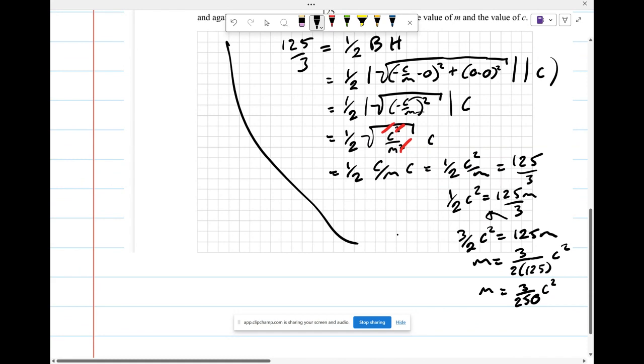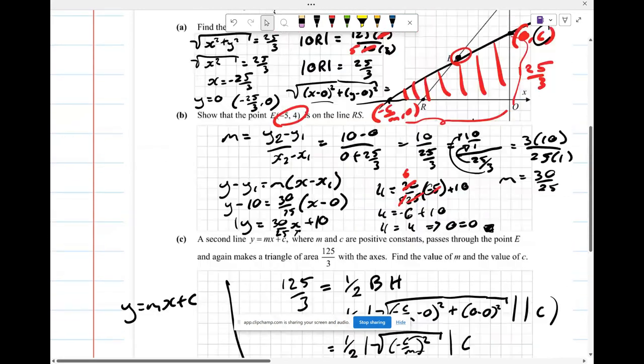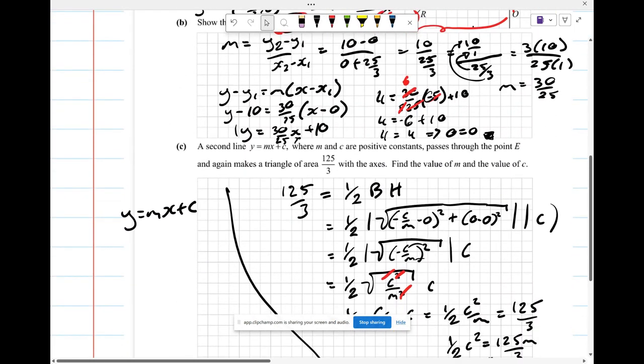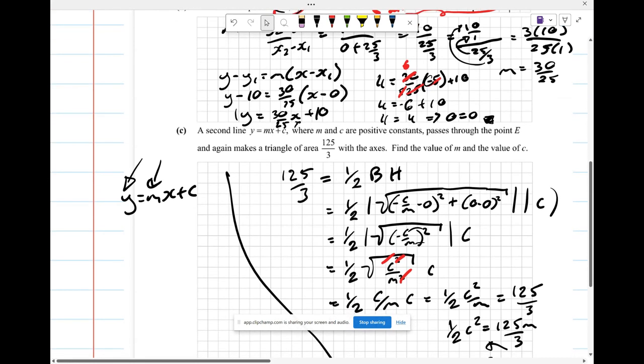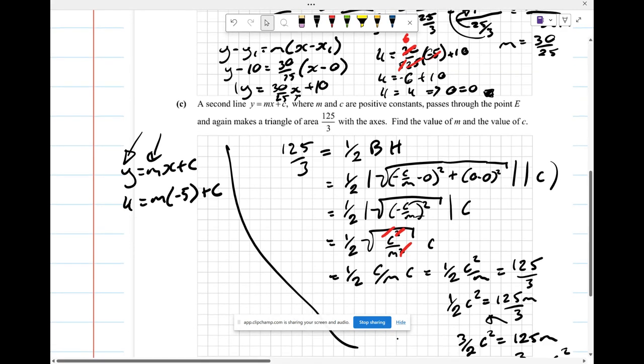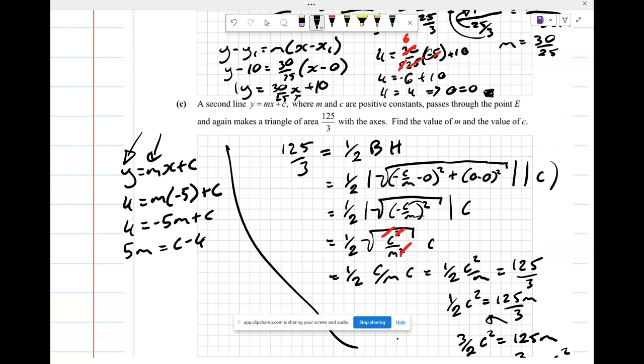Let's do a little aside here. Our equation was y equals mx plus c, and the point minus 5, 4 was on it. So we know that when we sub in minus 5, we're going to get 4. So y was 4, equals m times minus 5 plus c. So then 4 is equal to minus 5m plus c. So let's get m on its own. That's 5m equals c minus 4, so m equals c minus 4 over 5.